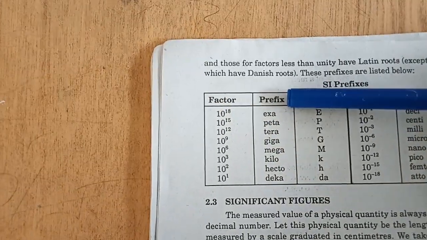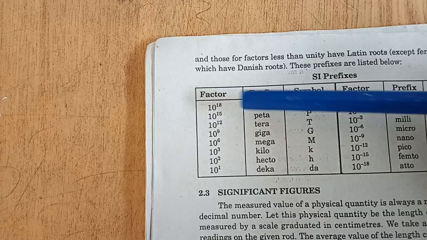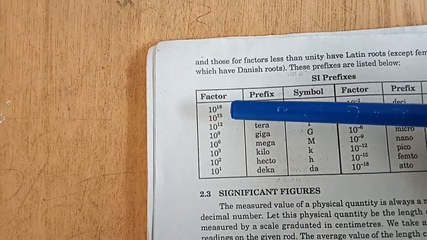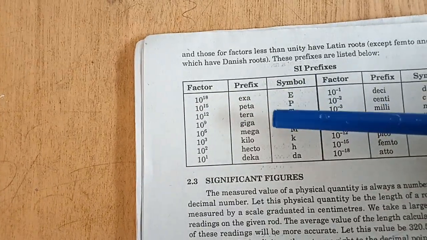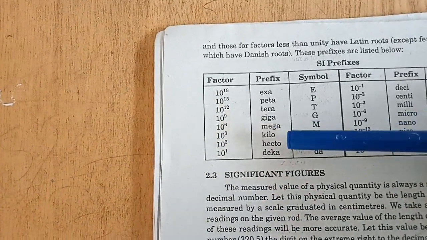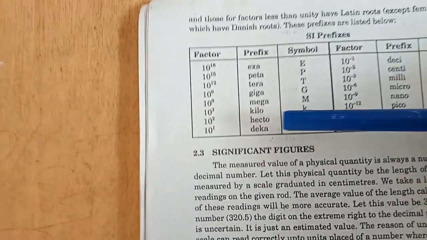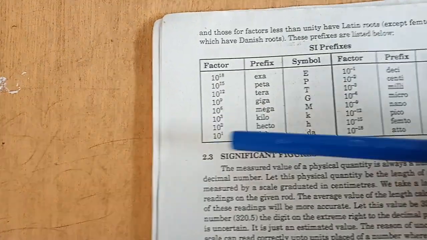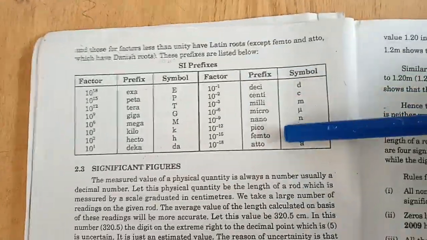Like exa is represented with a factor of 10 raised to power 18. Peta is represented with a factor of 10 raised to power 15. Tera with 10 raised to power 12. Giga with 10 raised to power 9. Mega with 10 raised to power 6. Kilo with 10 raised to power 3. Hecto with 10 raised to power 2. Deca with 10 raised to power 1. I think you have heard these words in your previous classes as well.